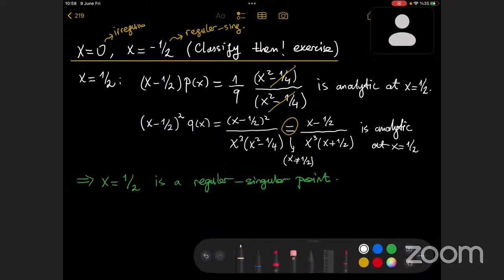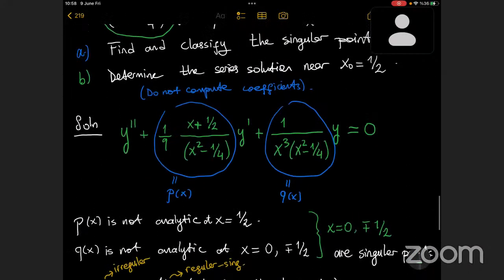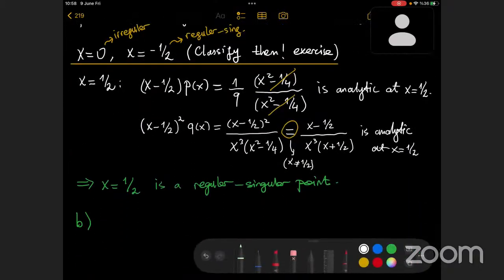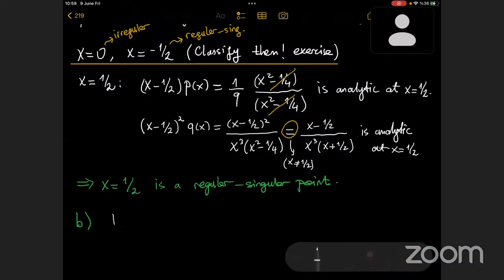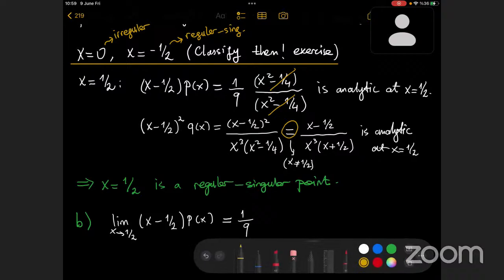Now let's do part B here. In part B, we find a series solution near x equal to 1/2. Well, what you do, remember, you take the limit of x minus 1 over 2 times p of x as x goes to 1 over 2. And we will call this alpha, right? What is this limit? It's going to be 1 over 9, right, we had above here. It's a constant.